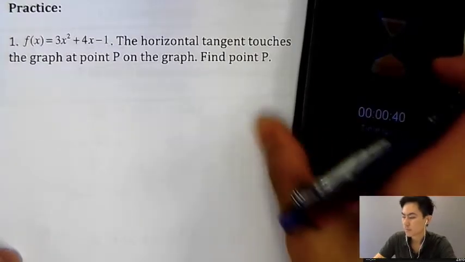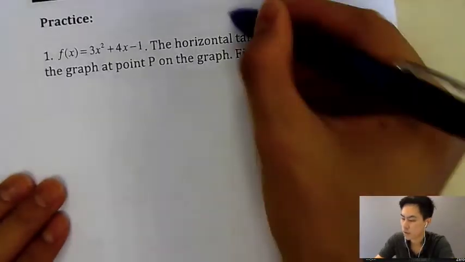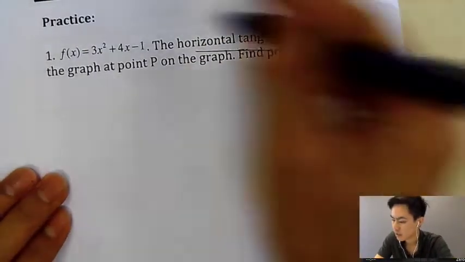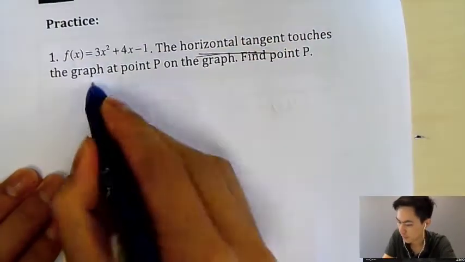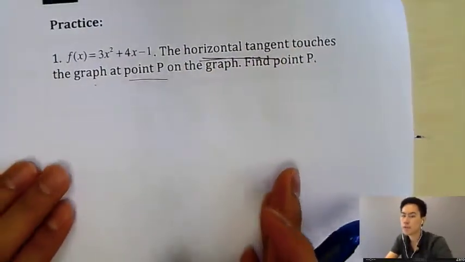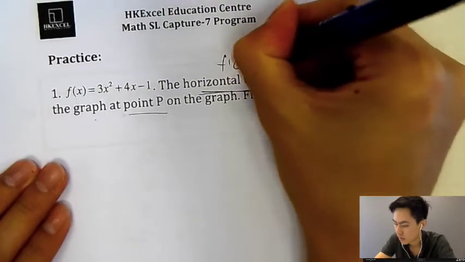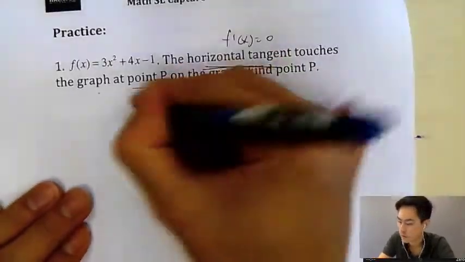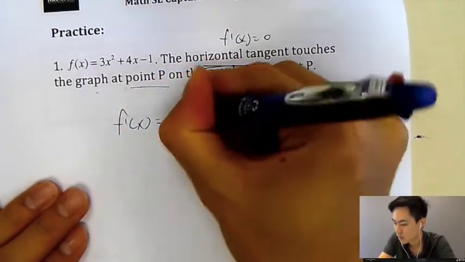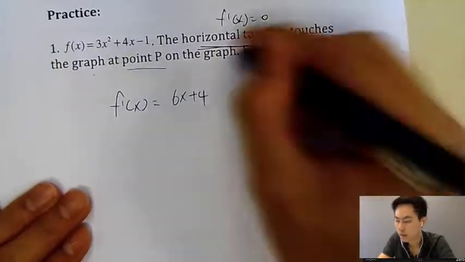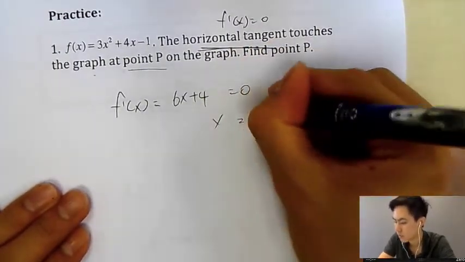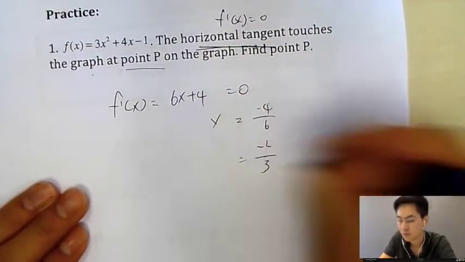Okay, so f(x) equal to this, right? A horizontal tangent touches the graph at point P. Horizontal tangent means f'(x) equals 0, because the slope must be equal to 0, right? So f'(x) equals 6x plus 4, equals 0, and then x is equal to minus 4 over 6, which is minus 2 over 3, okay?